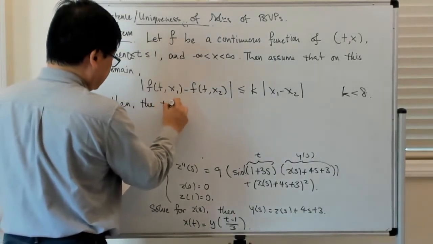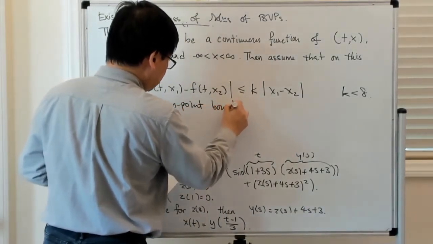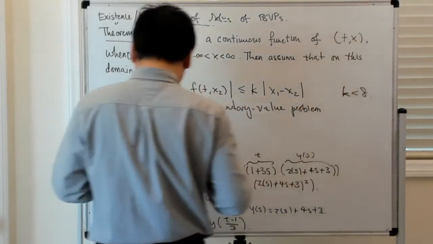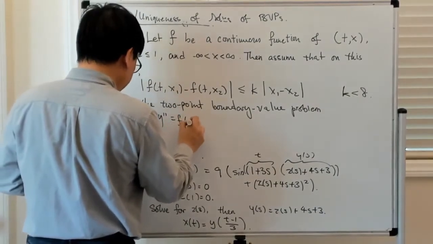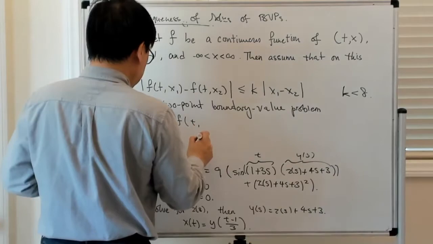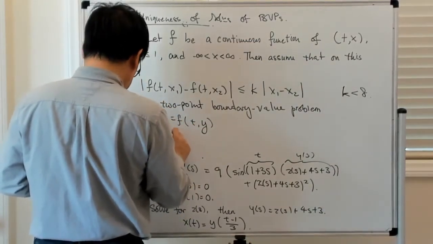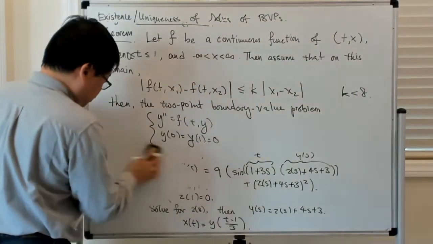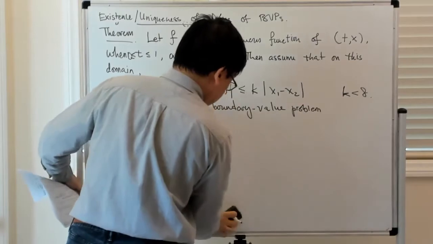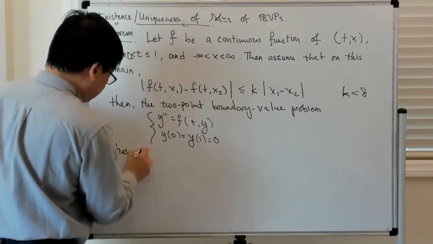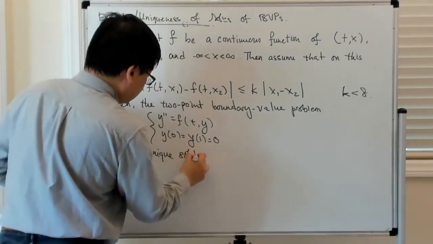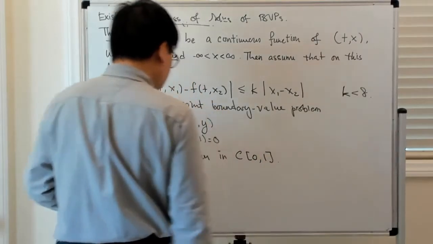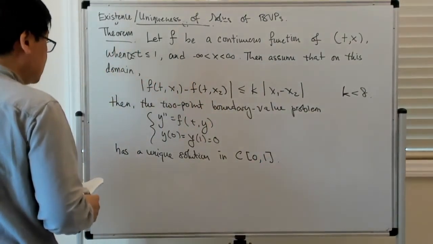the two-point boundary value problem y double prime is f of t, y, with y of 0 equal to y of 1 equal to 0, has a unique solution in the space of continuous functions from 0 to 1. Okay? All right, so that's the theorem.